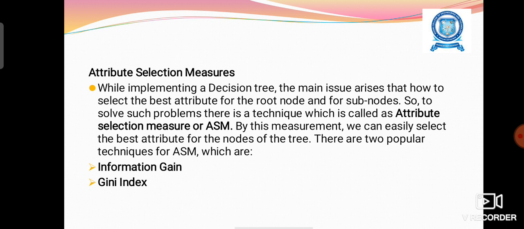Attribute selection measure is a technique used to find out the best attribute for the particular decision tree. There are two popular techniques for ASM, which are information gain and Gini index.